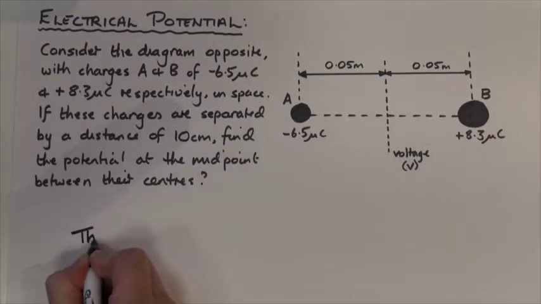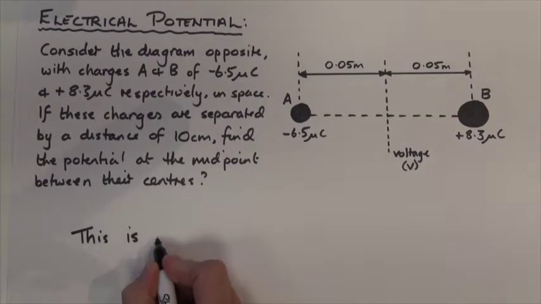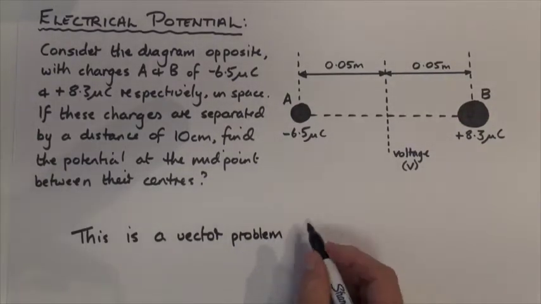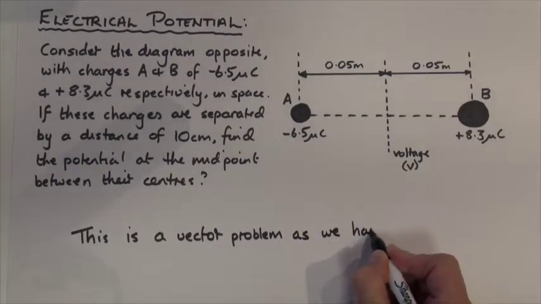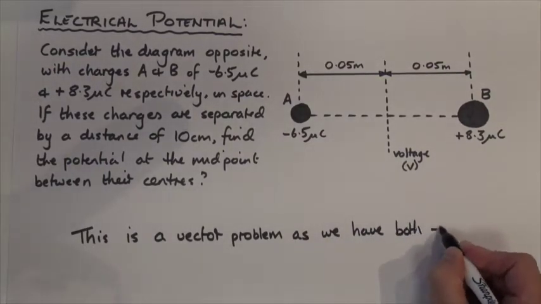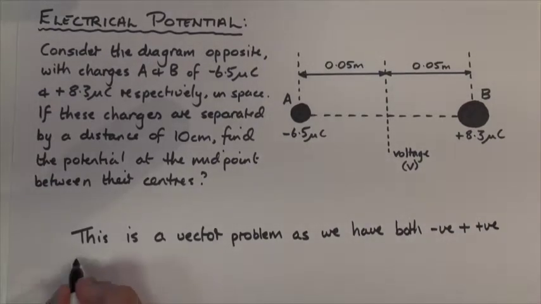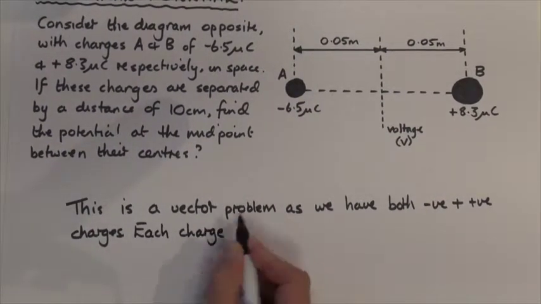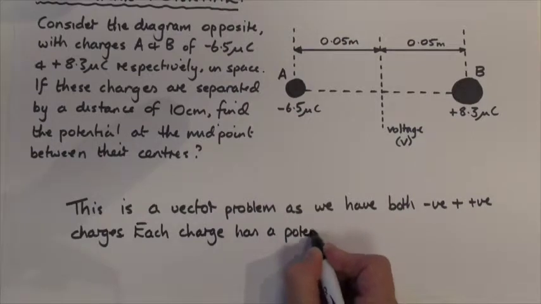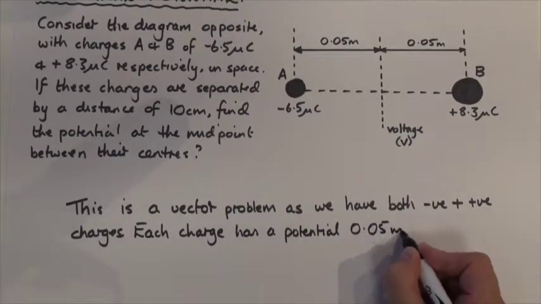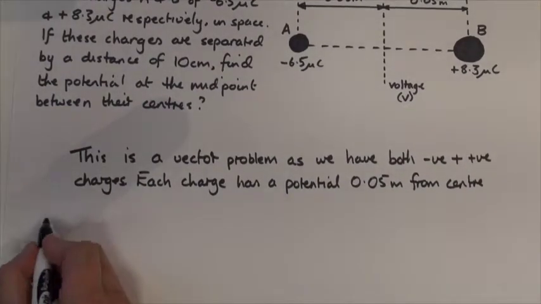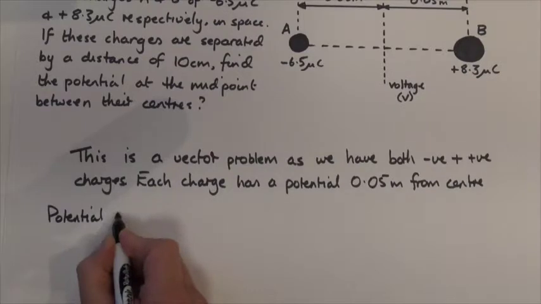Now, the first thing that we need to know is that this is a vector problem. The reason why it's a vector problem is we've got a negative charge for A and a positive charge for B. So I'm going to write that down. Okay, so I know that each charge has a potential at 0.05 from the center of each of the charges. So let's work out the potentials for each.